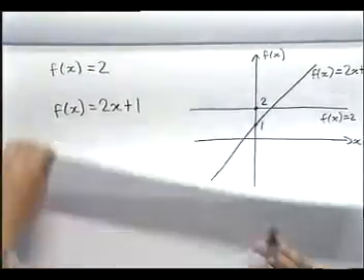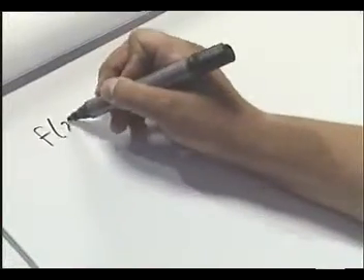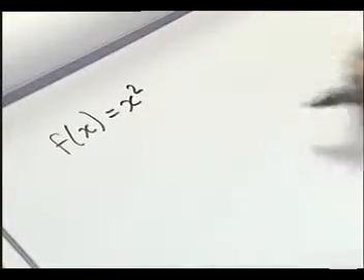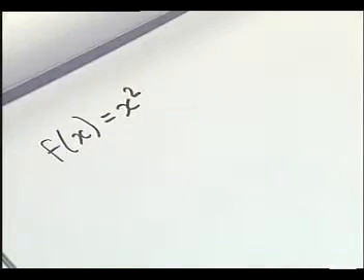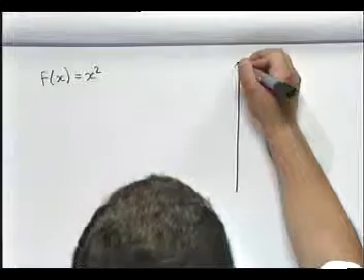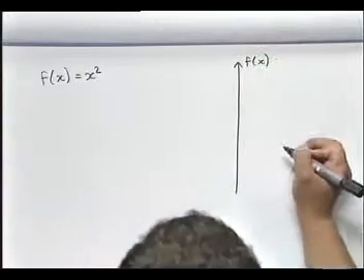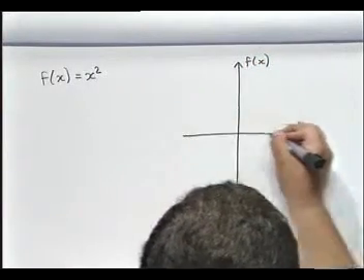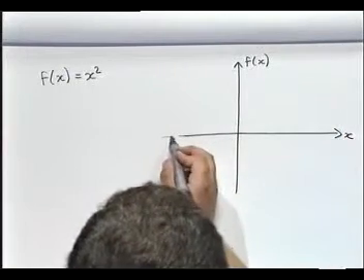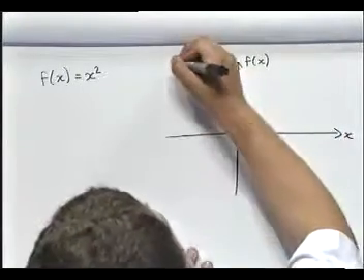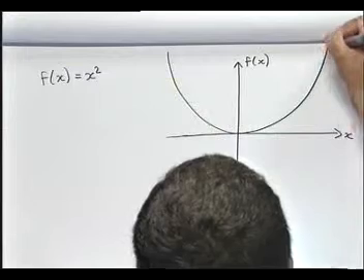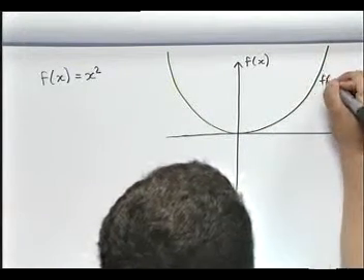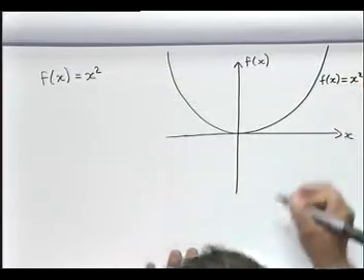So let's have a look now at some quadratic functions. If we had f of x equals x squared, we know this is a quadratic function because it's a polynomial of degree 2. And we can sketch this. It's a very familiar curve. If we have f of x on the vertical axis and x on our horizontal axis, we know that the graph f of x equals x squared looks something like this. So this is f of x equals x squared.